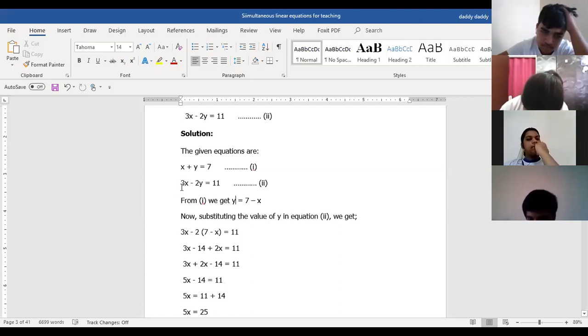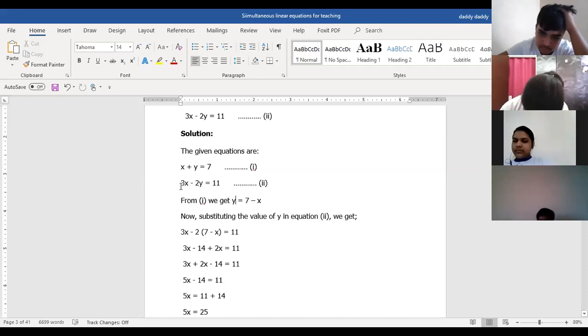So, I got the value of the first variable from equation 1, that is y is equal to 7 minus x. Now this value I put in the second equation. In place of y, in the second equation, you will put 7 minus x. See, in the sentence also I have written, now substituting the value of y, which I got from equation 1, I will be putting it now in equation 2.